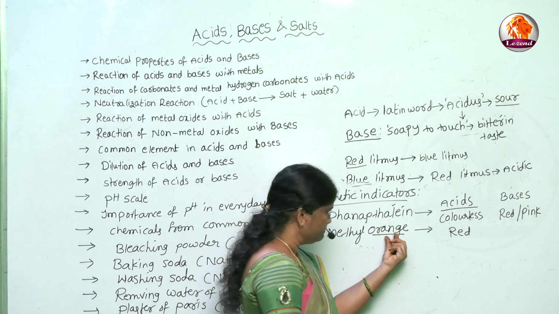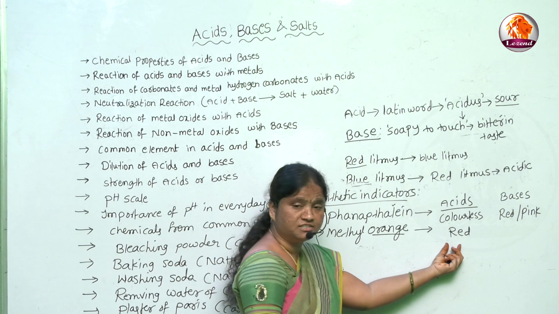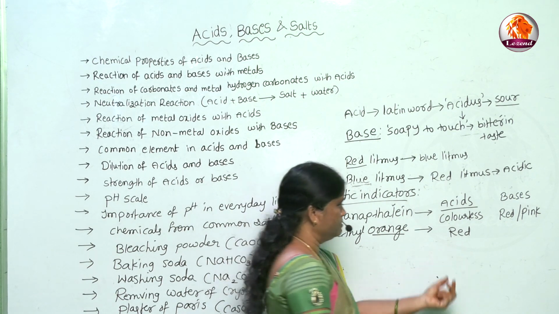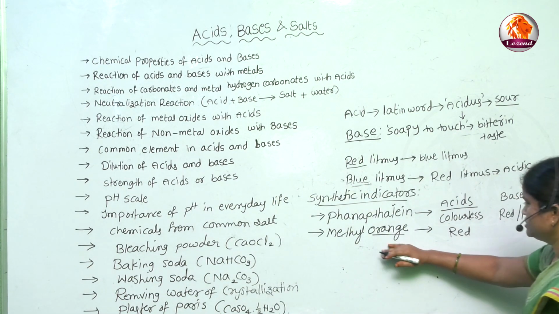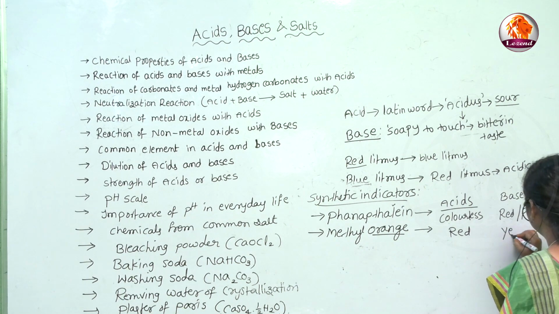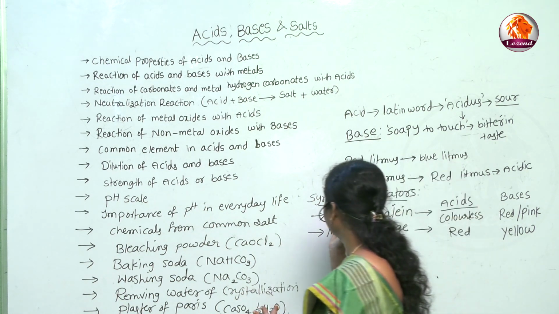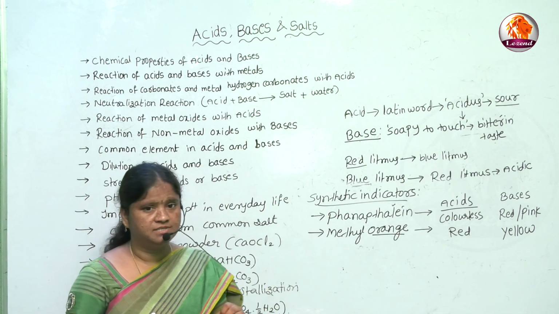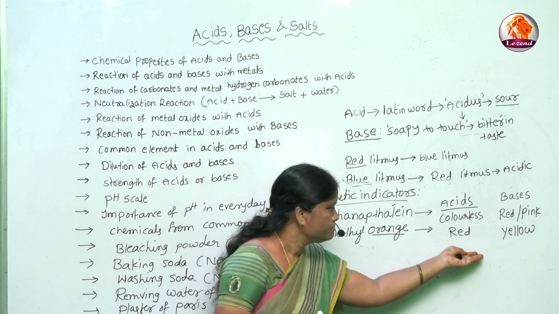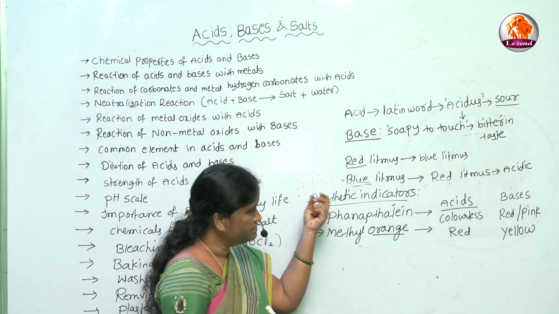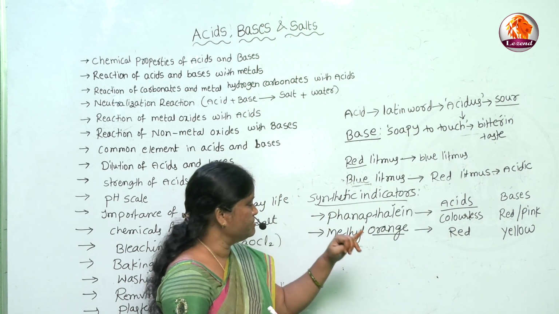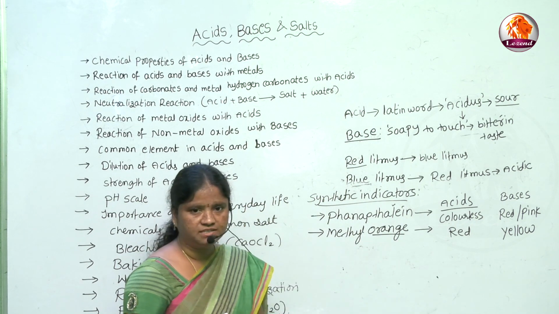Methyl orange, in the presence of an acidic solution, turns the solution red. In the presence of a basic solution, the methyl orange turns the solution yellow. So these are the colors we have to identify to determine the nature of substances, acidic or basic, by using these synthetic indicators.